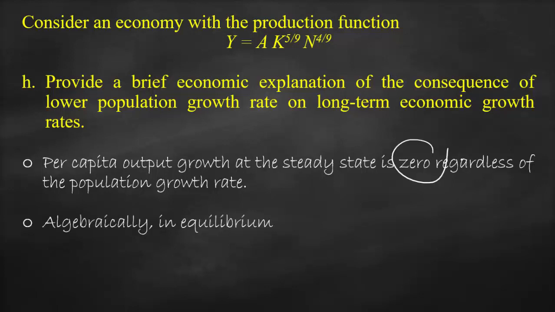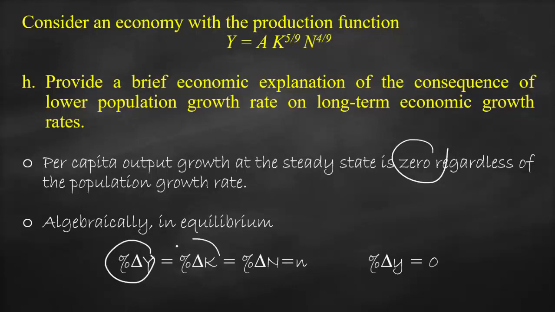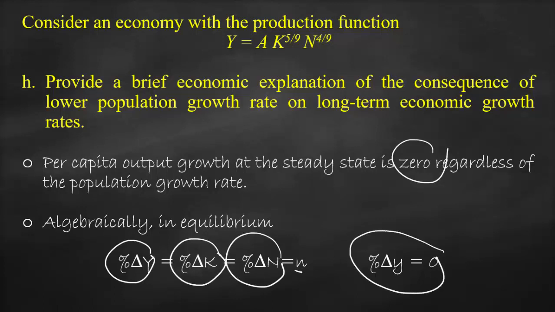Why? Because mathematically, we could write it as our percentage change in output is equal to percentage change in capital, is equal to percentage change in labor, which is equal to little n. So in the steady state, our percentage change in output will be 0.